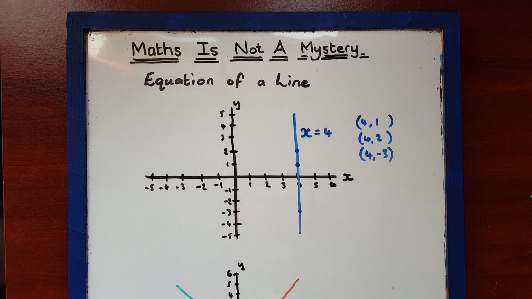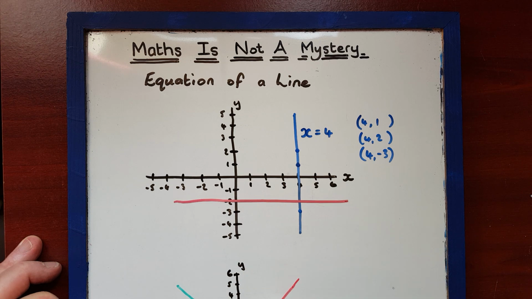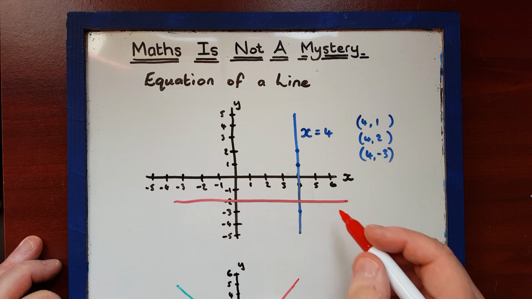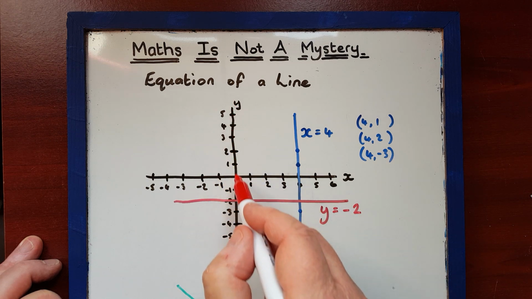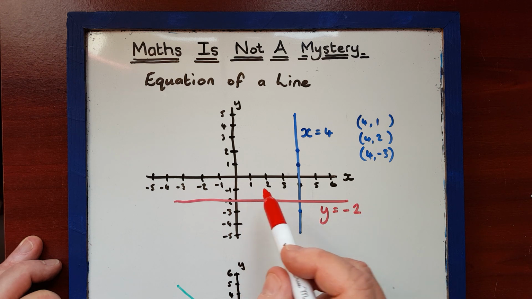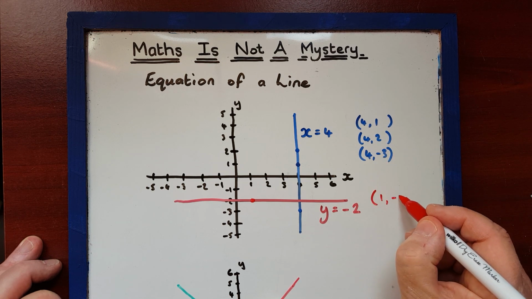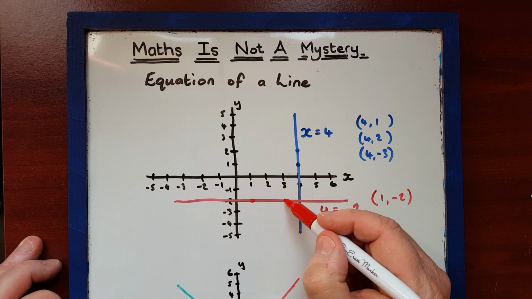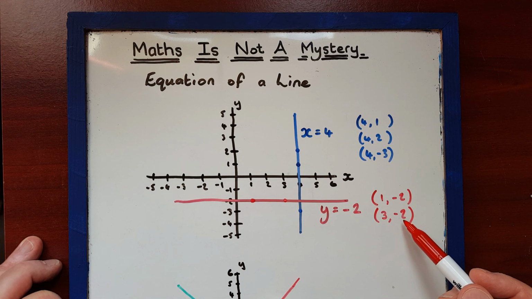Now for a horizontal line, exactly the same idea. If we draw a line through here, through -2, that line is called y equals -2. Because it goes through -2 on the y-axis, it will never touch the x-axis. And again, all of its coordinates, this coordinate here would be 1, -2. This coordinate here would be 3, -2. Every time we see the y-coordinate, it's always going to be -2.